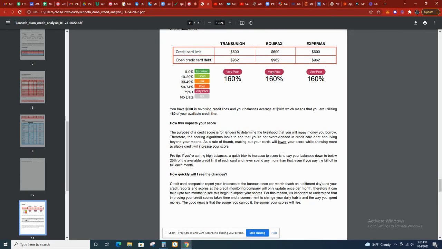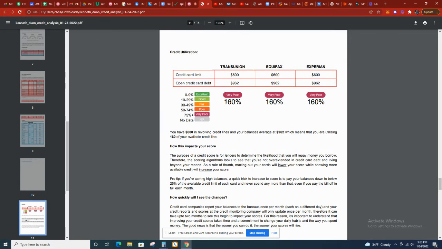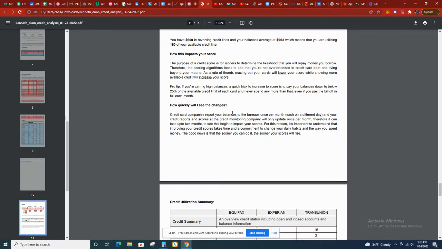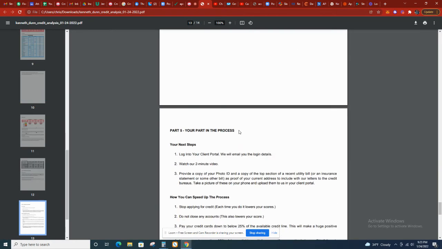Credit utilization kind of explains where they are. You're at 160%. Why? You only have access to $600 worth of credit, but you have 962, so you're overextended. These are all negative, negative, negative, negative, negative. You definitely need your work.